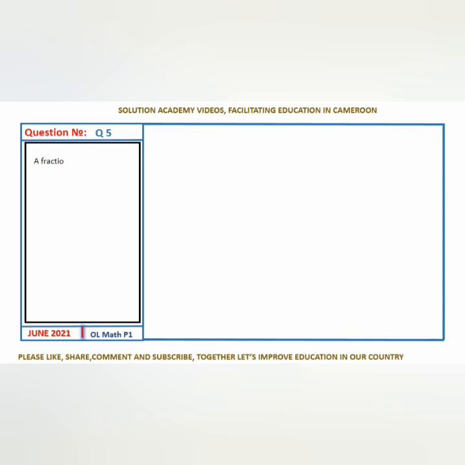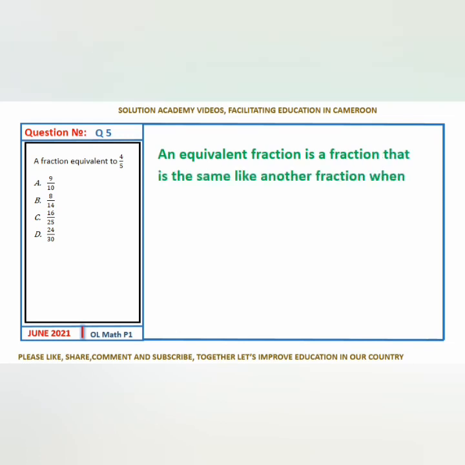Question number 5. A fraction equivalent to 4 on 5 is. With questions like this, if you like, you can punch 4/5 on your calculator and then you start comparing with the options given. Anyone that matches, it's the correct answer. Or by simplification, you need to know that an equivalent fraction is a fraction that will look the same like another fraction when simplified to the fullest. So if we take 24, the correct answer to this question is 24 on 30, which is D.